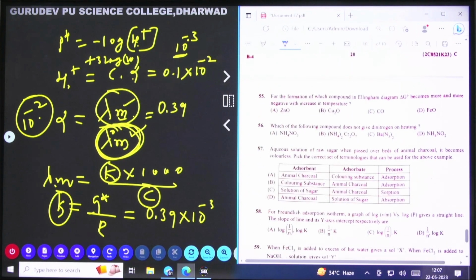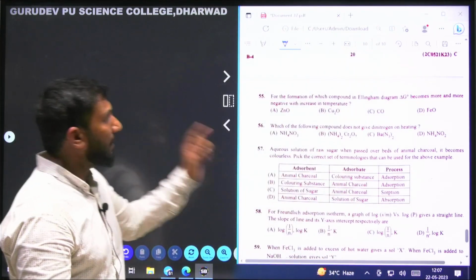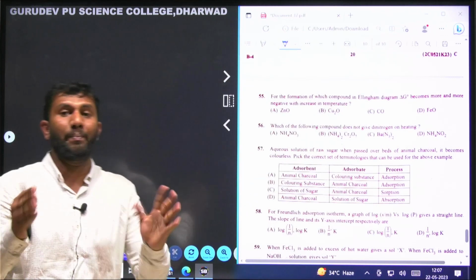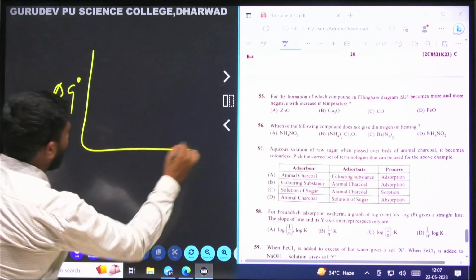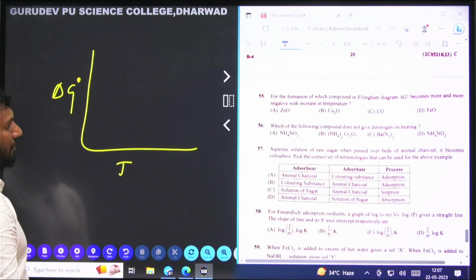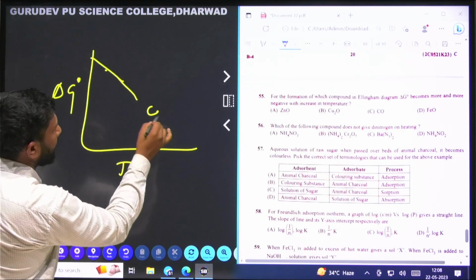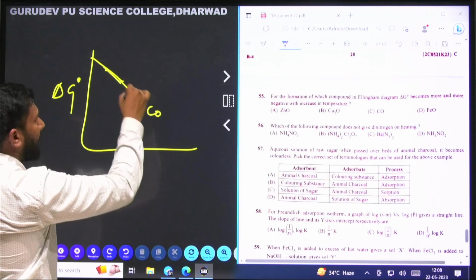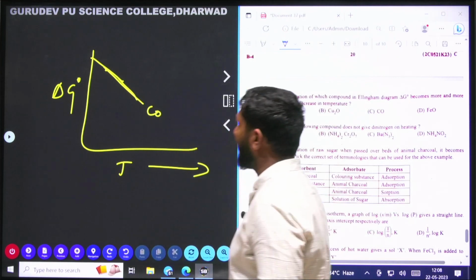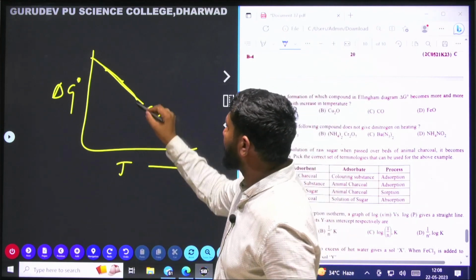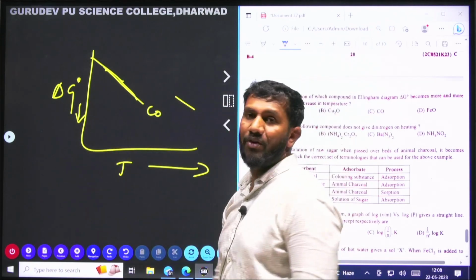For the formation of which compound in Ellingham diagram delta G naught becomes more and more negative with increase of temperature, they have asked. So Ellingham diagram is obtained by plotting delta G naught versus temperature, right? So if we observe that Ellingham diagram, the formation of carbon monoxide curve goes on decreasing with increase of temperature. So this shows that with increase of temperature, the carbon monoxide curve declines. So declining means delta G value becomes more negative.